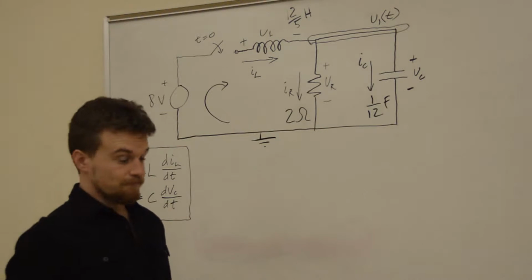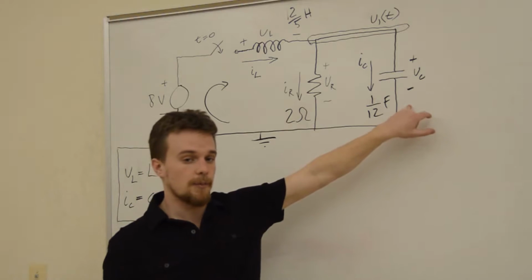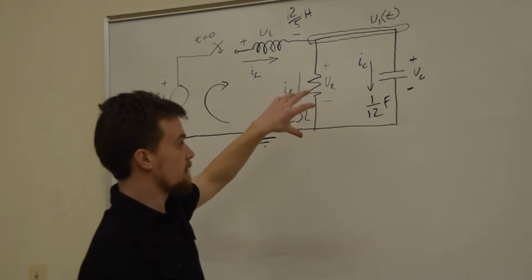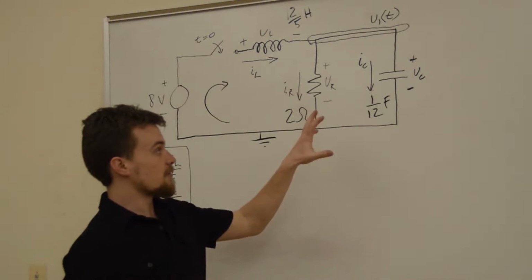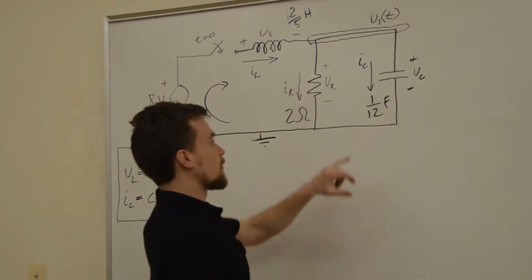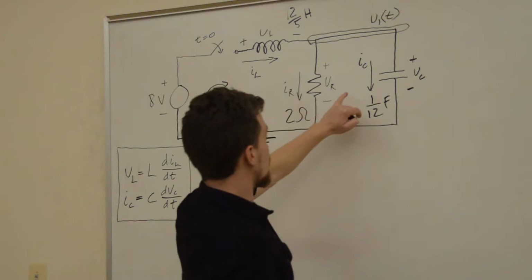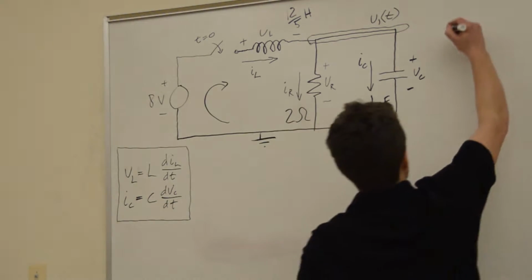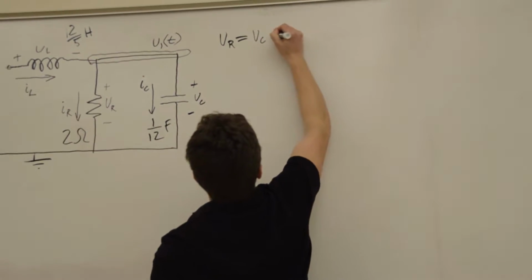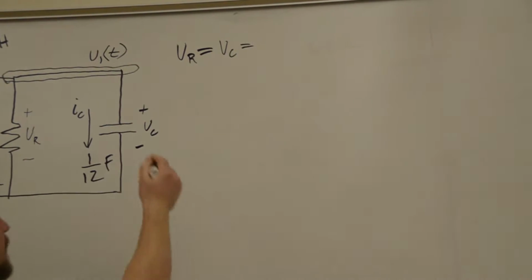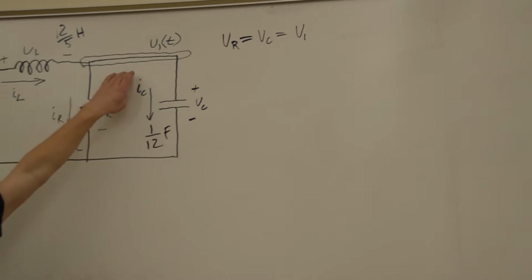So we can see that the voltage across our resistor and the voltage across our capacitor are the same voltage. Now, usually when you have a second order circuit, you're going to want to work with a value that's common to a couple of your elements. So you can see this voltage is common to these two elements, so we're going to work with that. Now, we can say right off the bat, VR is equal to VC is equal to what we're going to call from now on V1. And that is the voltage of this node right here.